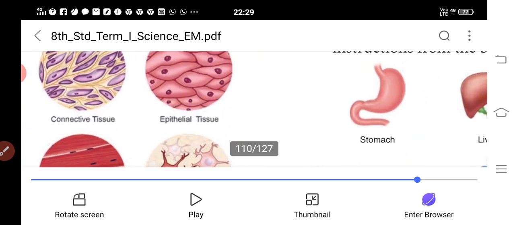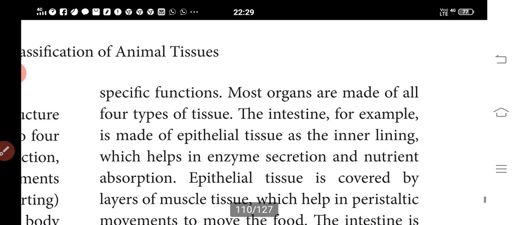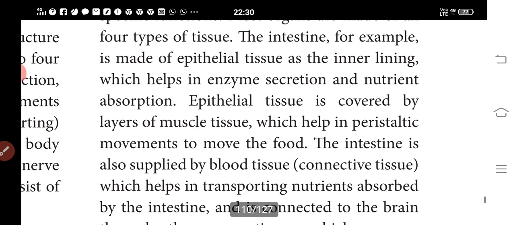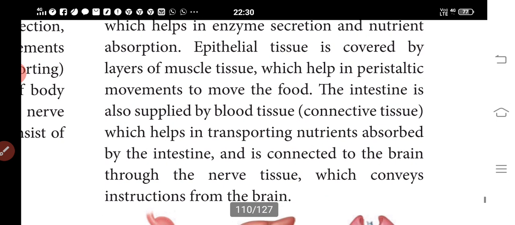Each of these has specific functions. Most are made up of all four types of tissues, as in the intestine. For example, it is made up of epithelial tissue as the inner lining, which helps in enzyme secretion and nutrient absorption. The epithelial tissue is covered by layers of muscle tissue, which helps in peristaltic movements to move the food. The intestine is also supplied by blood tissue, which helps in transporting the nutrients absorbed by the intestine, and it is connected to the brain through nerve tissue, which conveys the instructions from the brain.